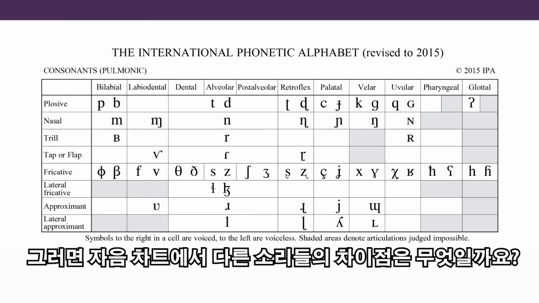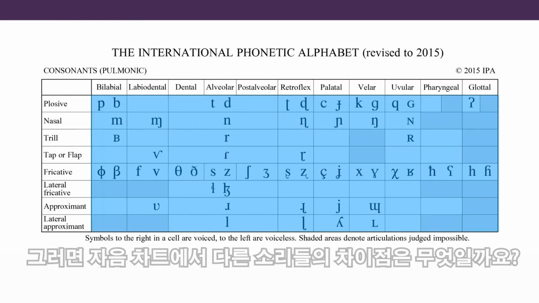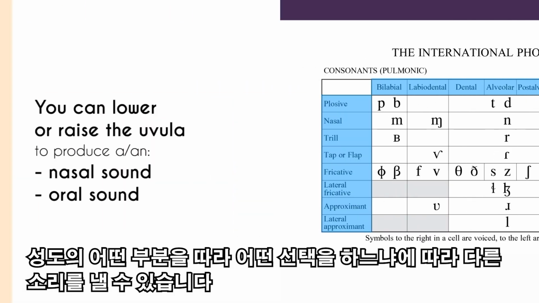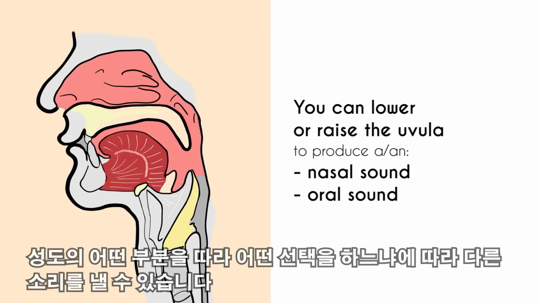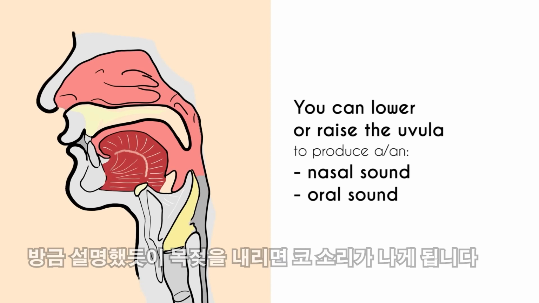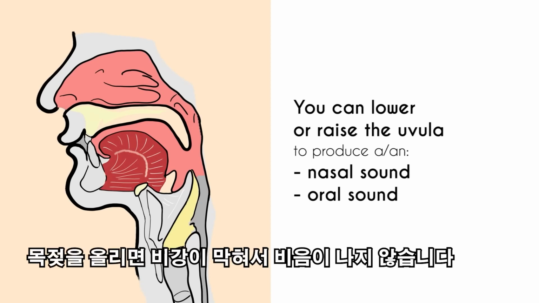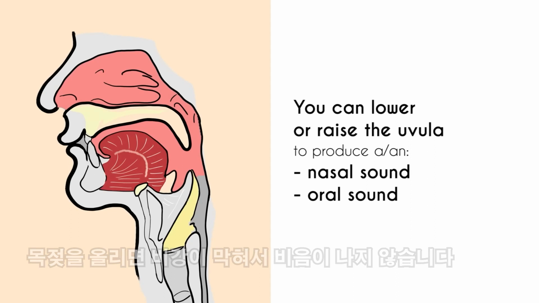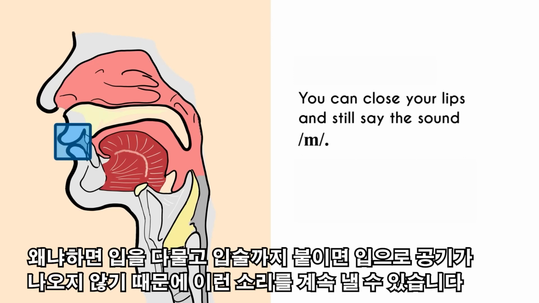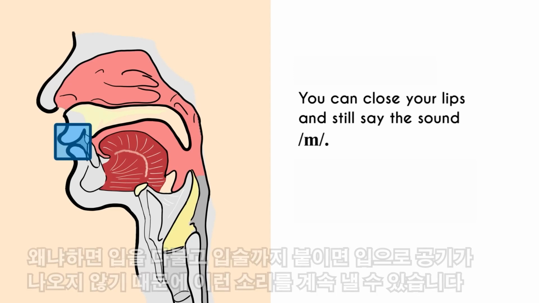So what is the difference between the different sounds in this consonant chart? Depending on what options you make along any part of the vocal tract, you will end up producing different sounds. So as I just explained, if you lower your uvula, you're going to have a nasal sound. If you raise it, it will be non-nasal because the nasal cavity is blocked. What else can you do? You can close your lips and still say a sound like mm. Why is it that if you close your mouth and even your lips and there is no air coming out of your oral cavity, you can still produce the sound mm continuously?